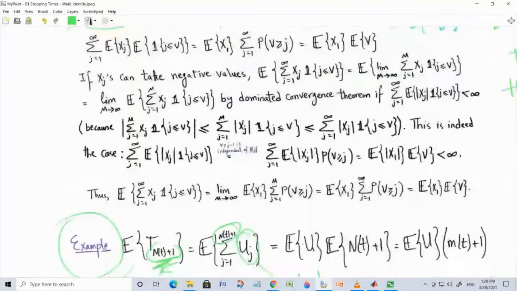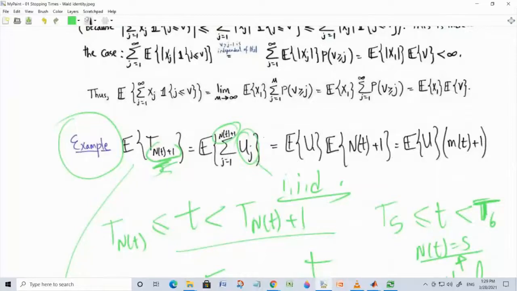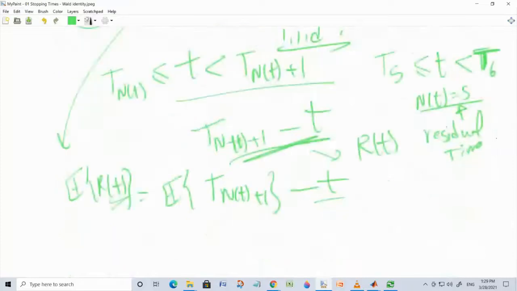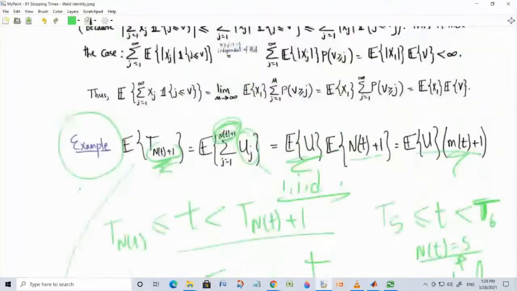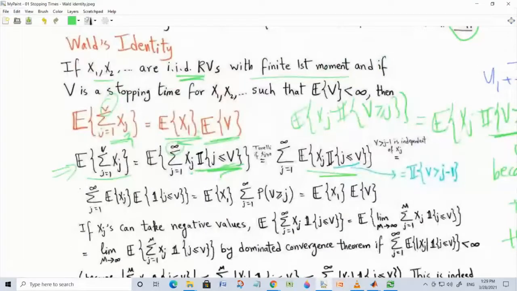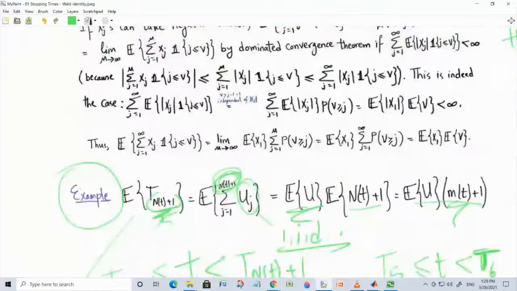So we can apply Wald's identity, which tells you that the expected value of this thing is the expected value of the interarrival time times the expected value of this random variable. And by definition, the expected value of N(t) is equal to m(t). If you take this thing and subtract t, then you get the expected value of the residual time. So Wald's identity can be very useful in doing something like this without worrying about the PDF of the residual time or anything.